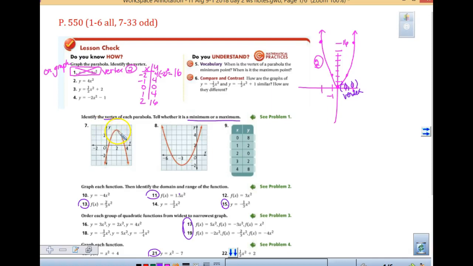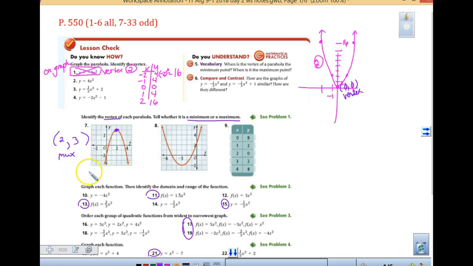The first thing it asks you to do is to identify your vertex. So the vertex is at this point. If we are looking at our vertex, it should be at (2, 3). It then says tell if it's a minimum or a maximum. Since it's on the top, that would be our maximum.